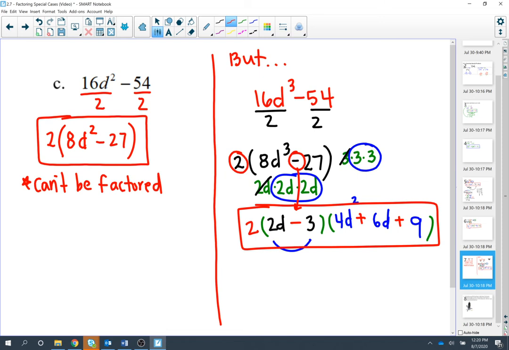If I had not made a typo on that, it would be cubed, and we could do this over here on the right. But if I were to give this to you on a test or just in general, you can't go any further. Over here on the left, this can't be factored, and you'd be done.